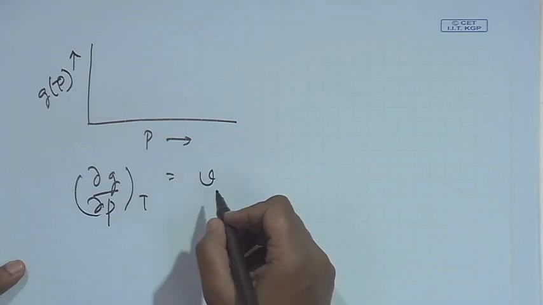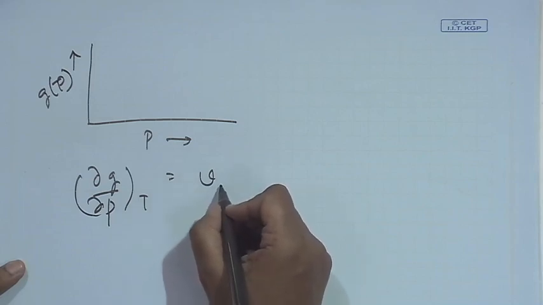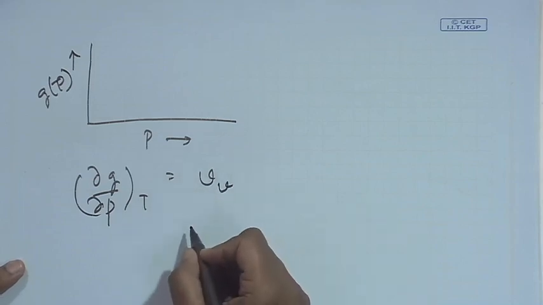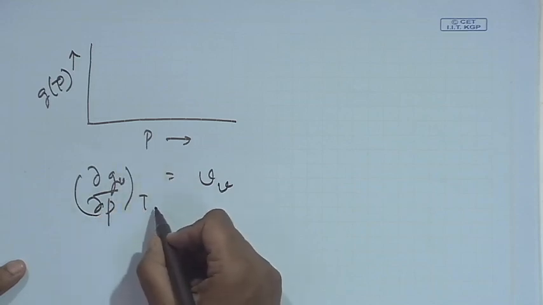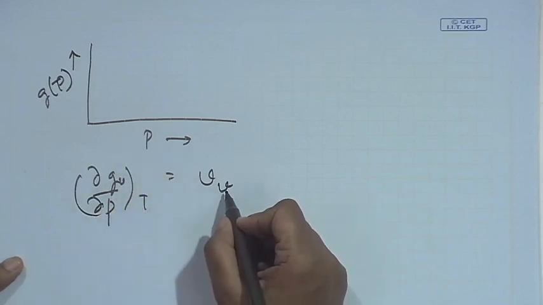As we start compressing it, in the gaseous phase, what do we find? Del G del P at constant T will correspond to the molar volume in the vapor phase. So this is del GV del P at constant T, that will correspond to the molar volume.